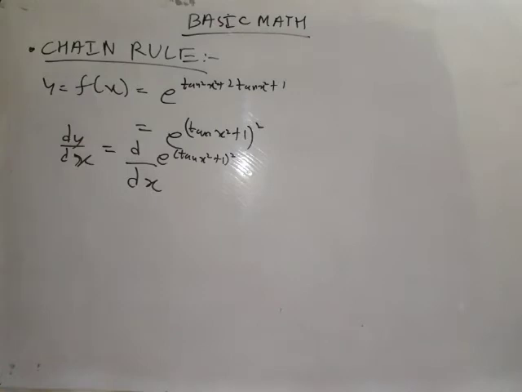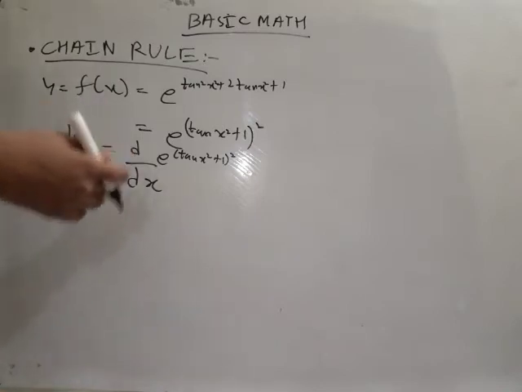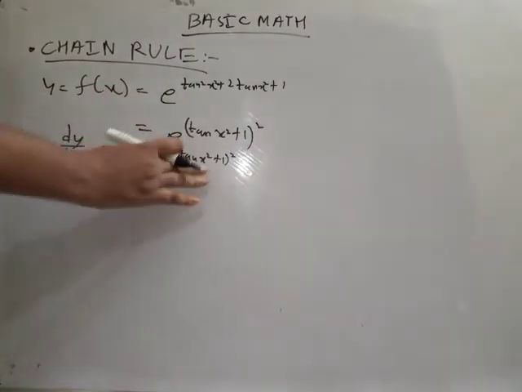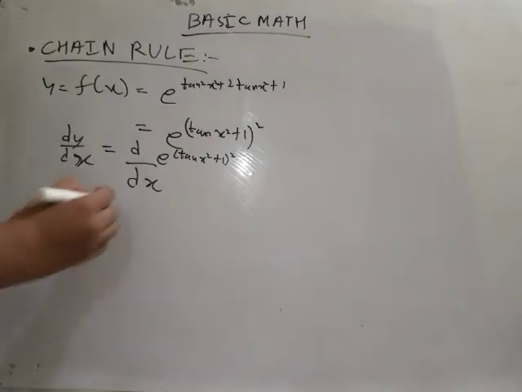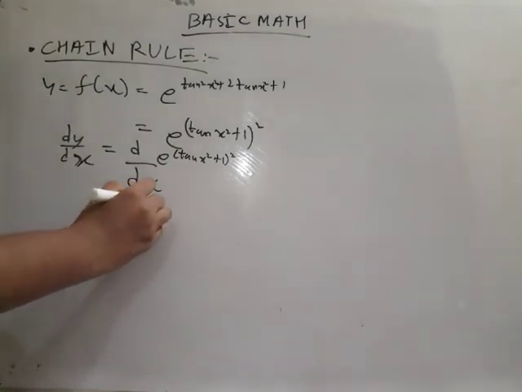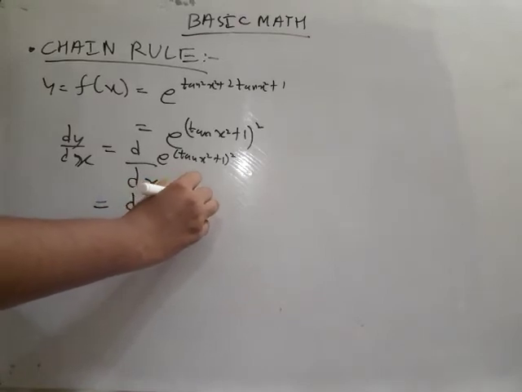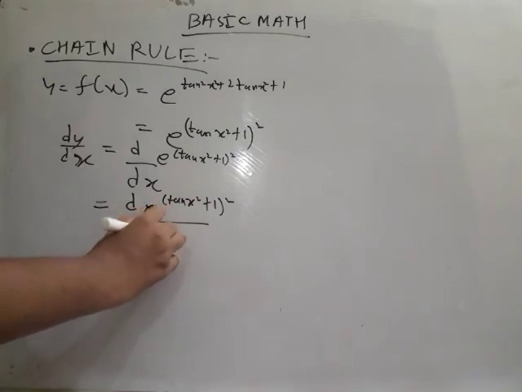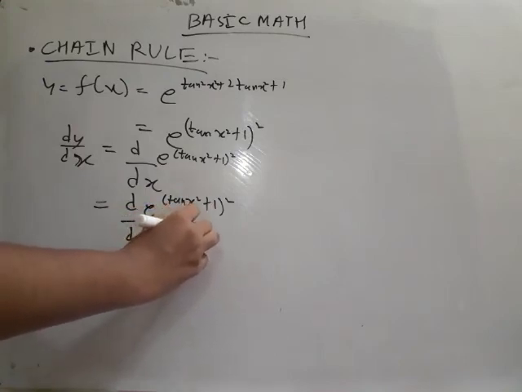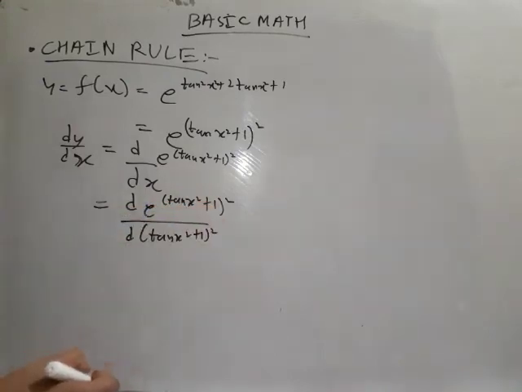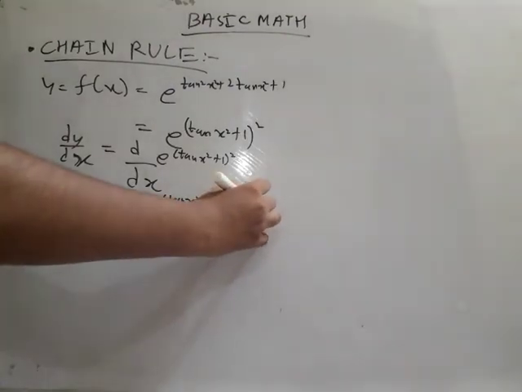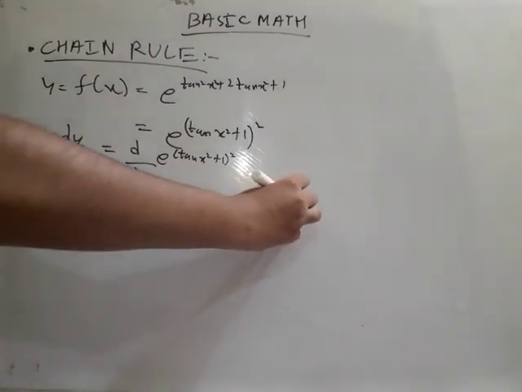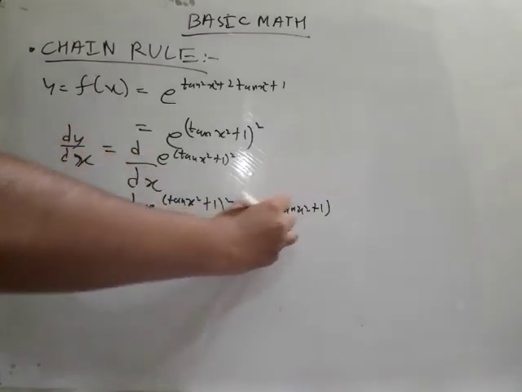What is e to the power (tan x square plus 1)? We take (tan x square plus 1) as c, so it is e to the power c, and in place of dx we can write d of (tan square x plus 1). So let me write it down: d of e to the power (tan x square plus 1) whole square by d of (tan x square plus 1) whole square. Second, it will be d of (tan x square plus 1) by dx.